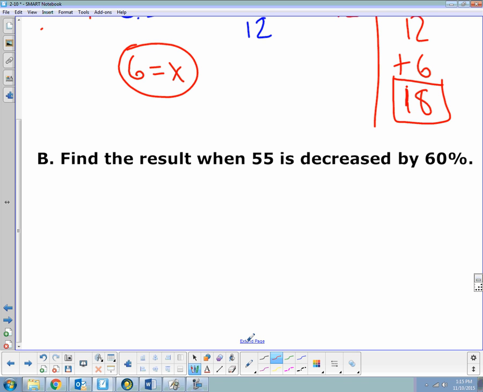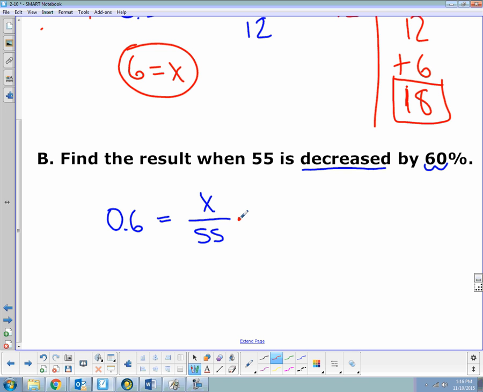It says, find the result when 55 is decreased by 60%. So again, I can fill in my formula. There are other ways, but I'll let you figure those out if you want. The percent increase or decrease, I have to change that to a decimal because I'm going to use a calculator. So 0.6 is my percent change. I know that it's starting with 55, and I don't know how much it's decreasing.